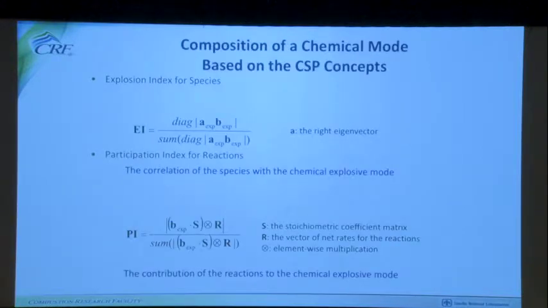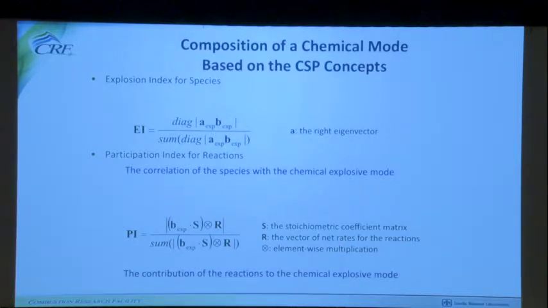And we can look at the eigen solution in terms of its structure to construct what's known as an explosion index for species, based on the diagonal of the product of the left and right eigenvectors. That gives you the correlation of species aligned in the direction of the most explosive mode. I should say before this that the transition from positive to negative eigenvalues is a quantitative measure of where your reaction front exists.